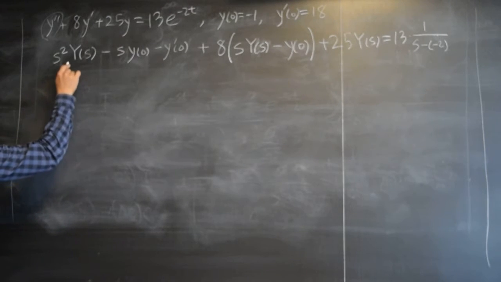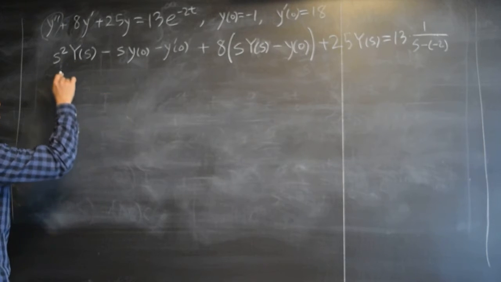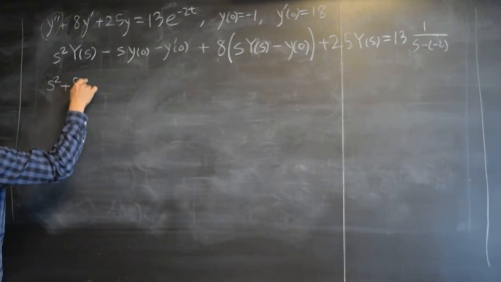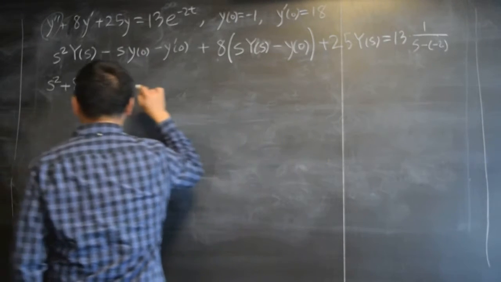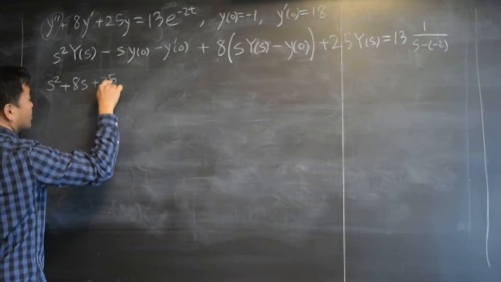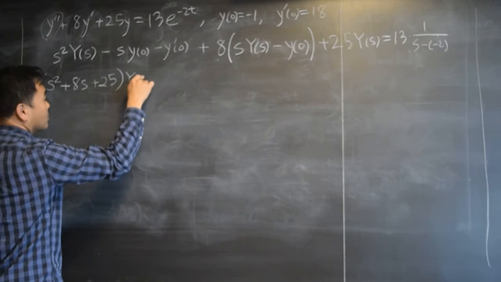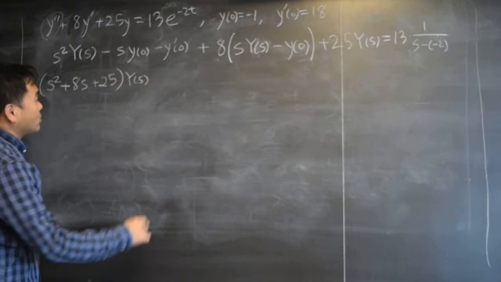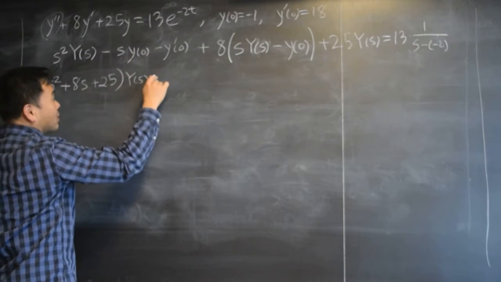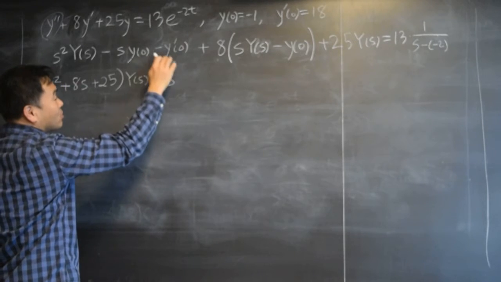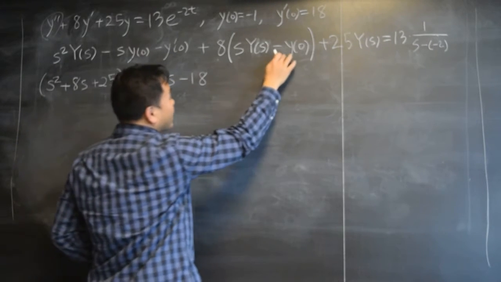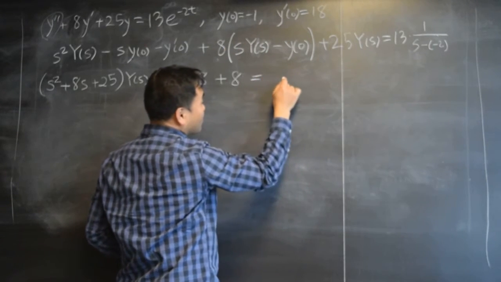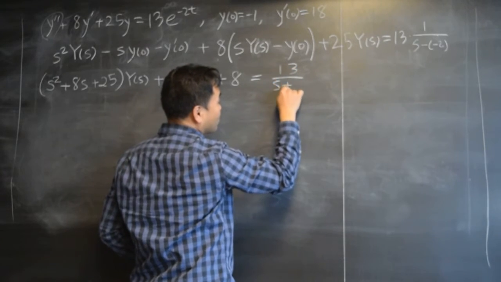Okay, now let's collect the capital Y of s terms. So this is s squared, and there's another one, 8 times s times Y of s, and then there's 25. And then y of 0 is negative 1, so we plug in negative 1 here. Negative times negative is positive, so it's positive s. Y prime of 0 is negative 18. Y of 0 is negative 1, so that's plus 1 times 8. And everything is accounted for. On the right side, it's 13 over s plus 2.